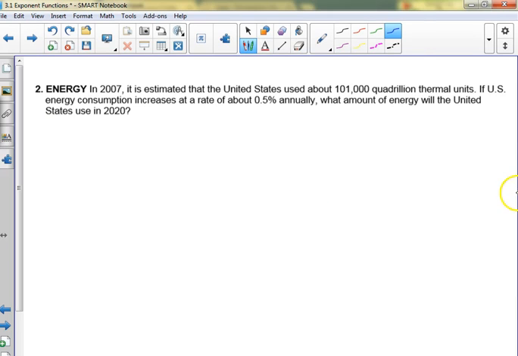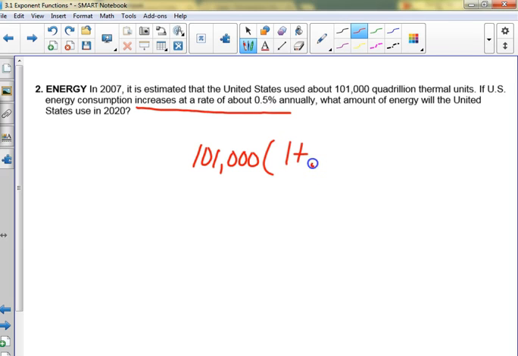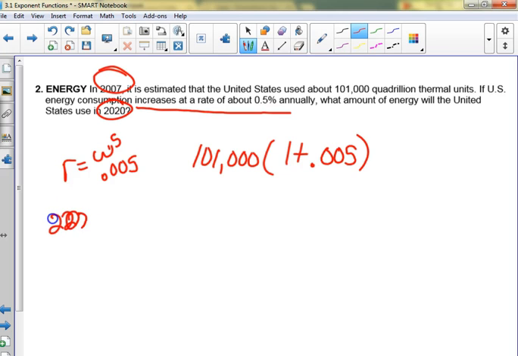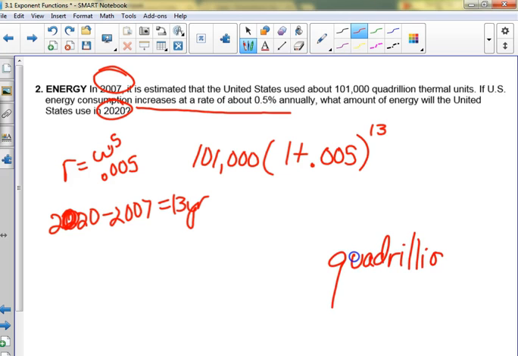Can we just set some of these up real fast? You guys can go back and type them if you want, but how would you do this? This is the initial, then what does it say? Increasing at a rate of 0.5%. So it'd be 1 plus, be careful, 0.5%, we'd move it back twice, 0.005. And from 2007 to 2020 would be, oh, I can't write. So you would just type that. But what would you have to label this one? Yeah, it's quadrillion thermal units. Yeah, whatever you get.